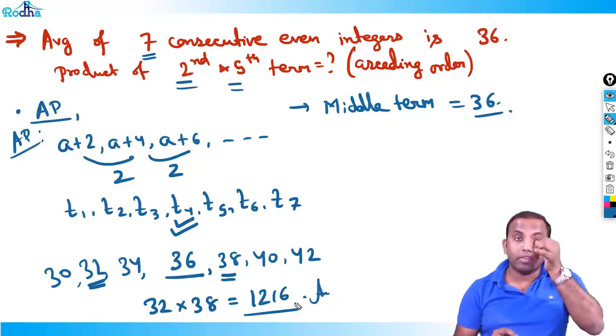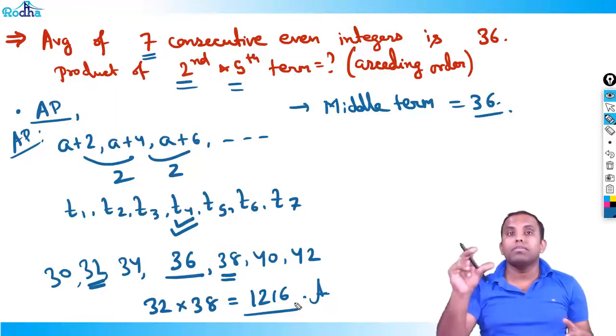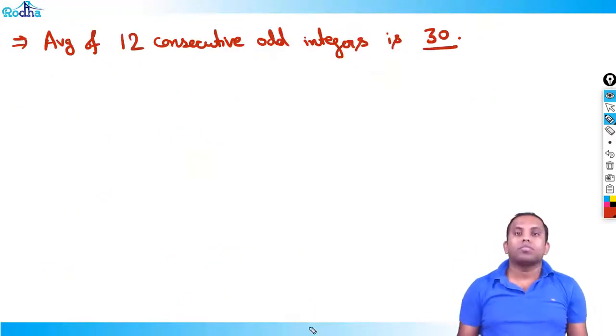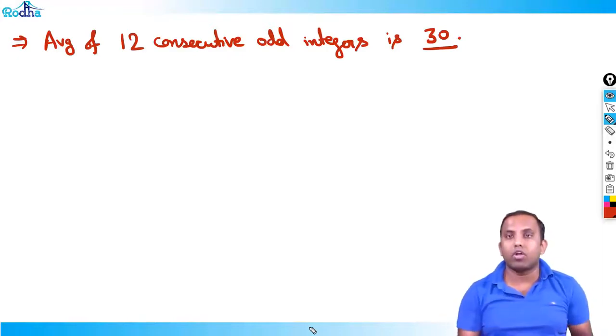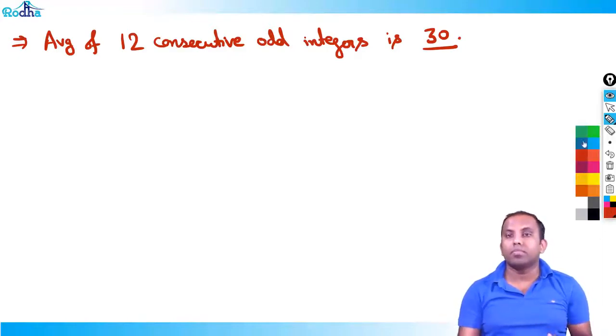Okay. And is there 7 integers? So the middle term is the fourth term. Now, the question can be anything, right? Find the product of the second or fifth, or third and seventh. That is okay, but we need to find the series. I'm just trying to explain the concept of how to find the series here.